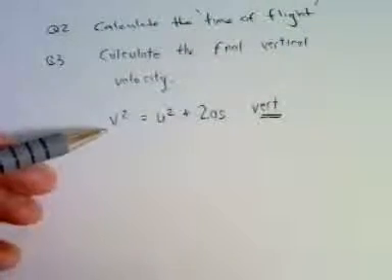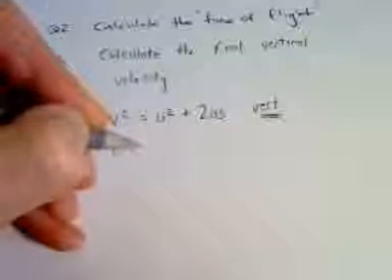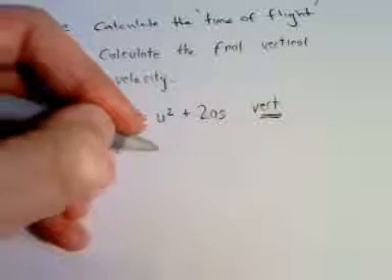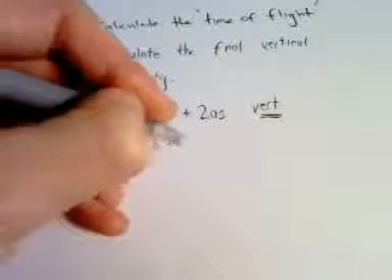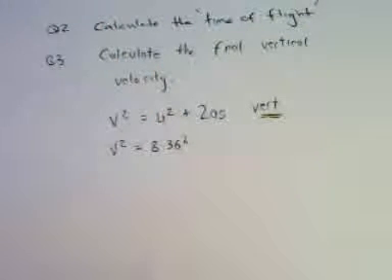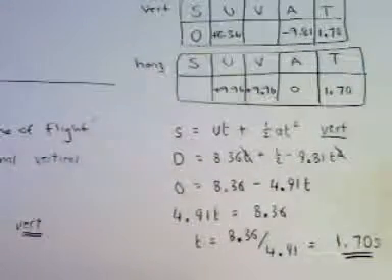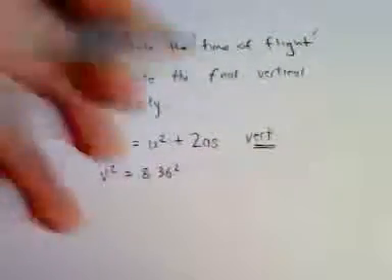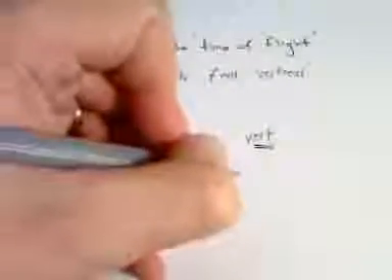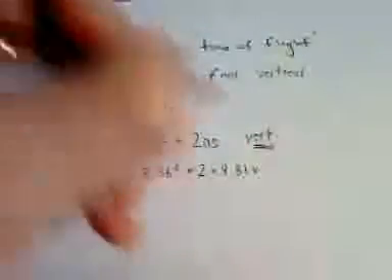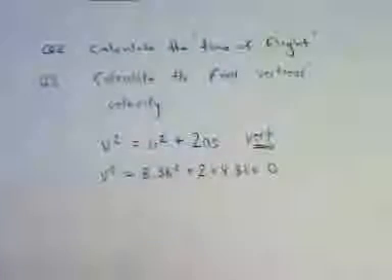we're applying this vertically. V is the value that we want to find there, so v squared equals u squared, and looking at the grid, that was 8.36. We'll just refer up to the grid there. Earlier on we'd resolved our initial vertical velocity, 8.36, so we square that, and we add 2 times a, minus 9.81, times s, which at landing is 0.